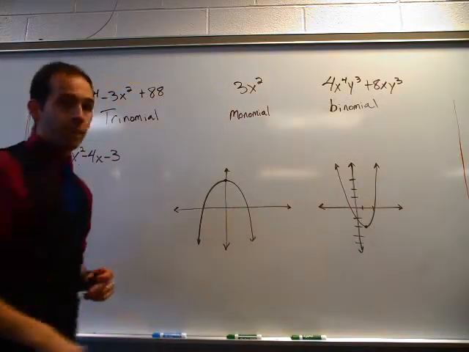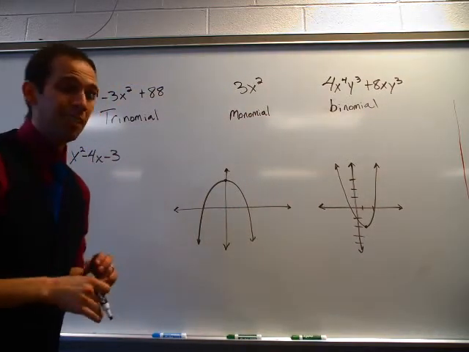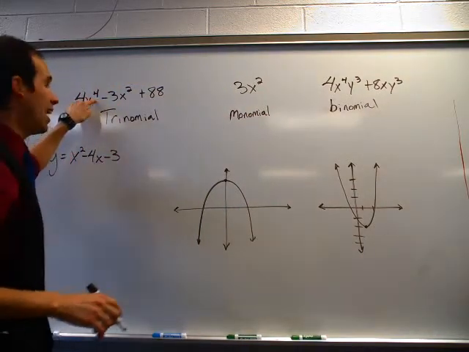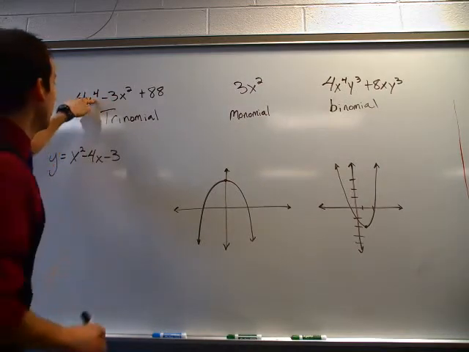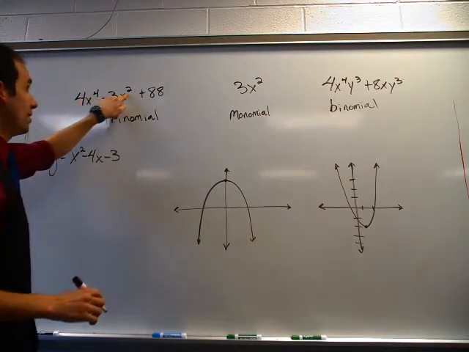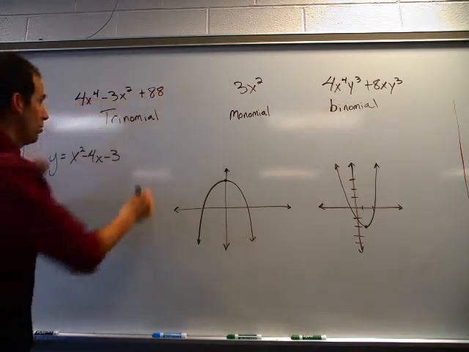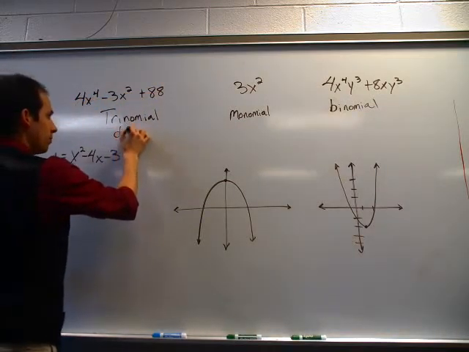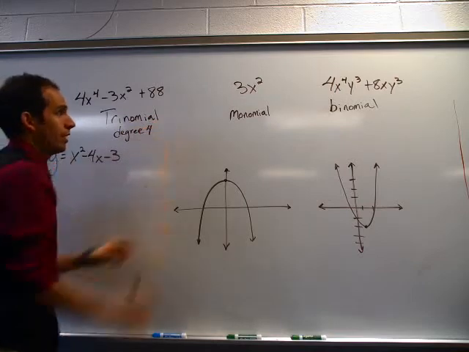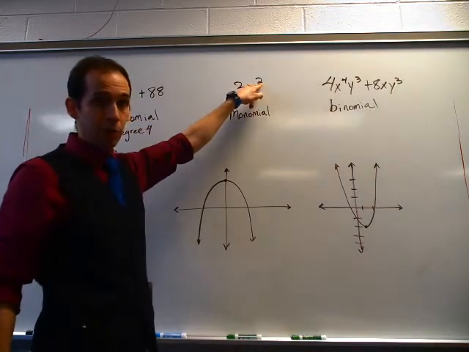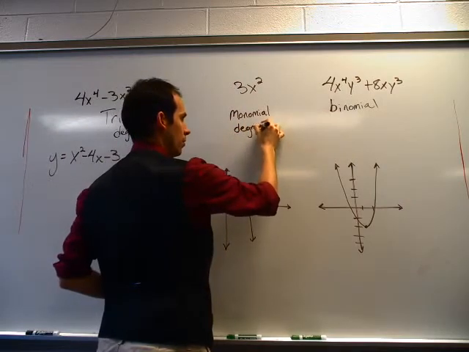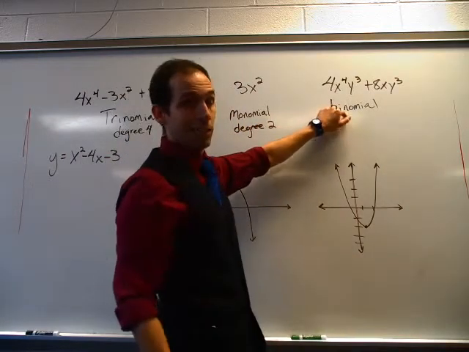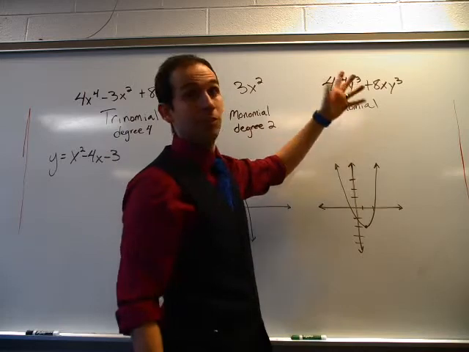Okay. Now, to categorize them by degree refers to the highest exponential power in that particular expression. So this has the highest exponential power of 4, so this has a degree of 4. This, the highest exponential power is 2, so it has a degree of 2. And this has the highest exponential power of 4, so the degree is 4.